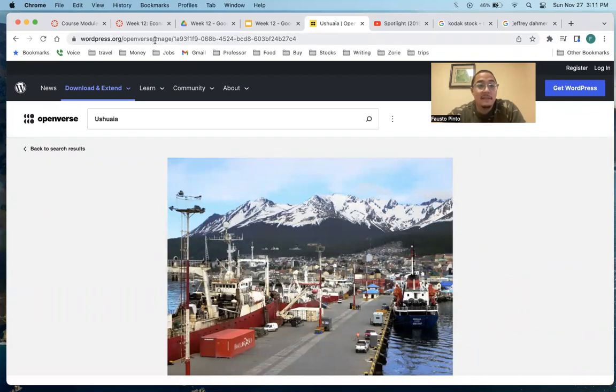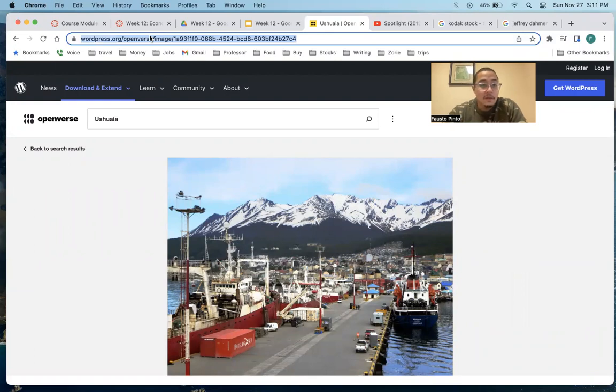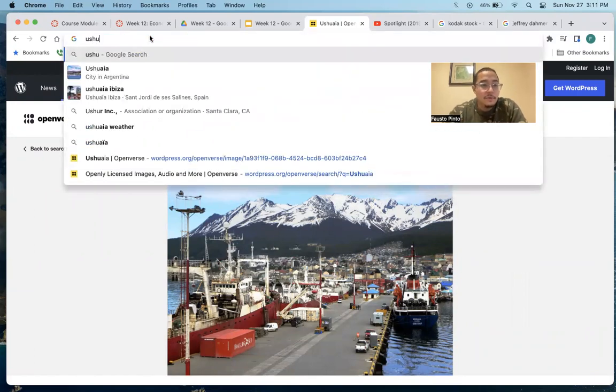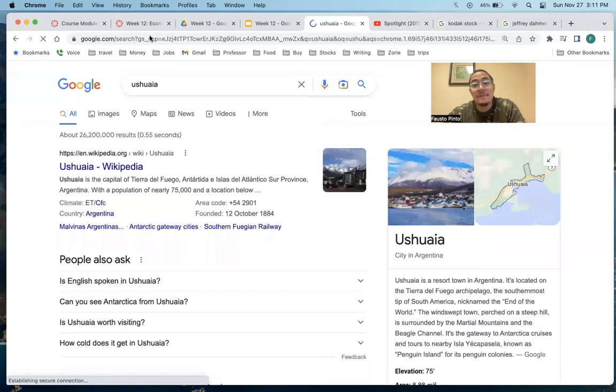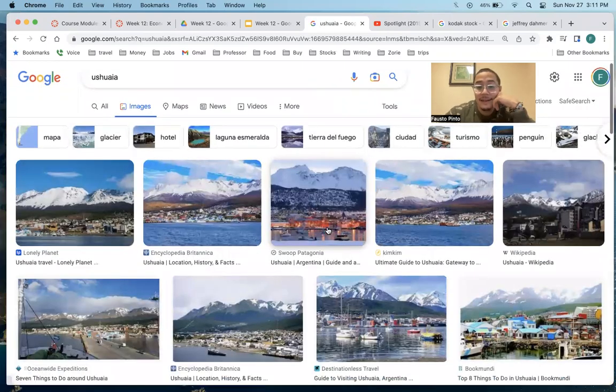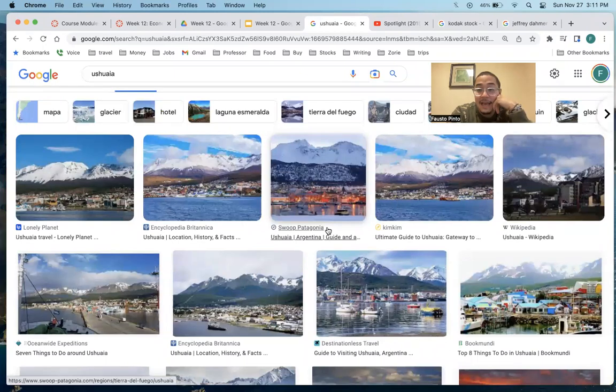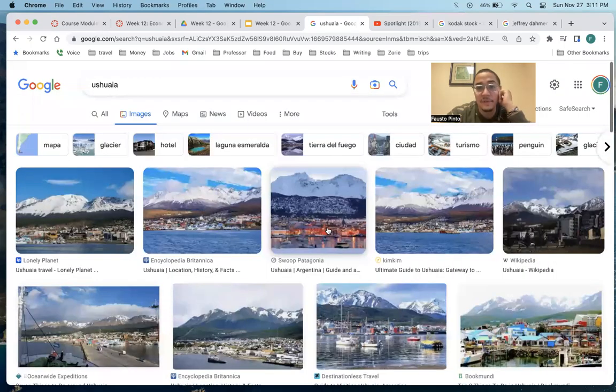You cannot just copy and paste photos whenever you see them on the internet. So if I were to do this, I cannot just copy and paste these photos. Somebody might have copyrighted this photo. Photographers copyright their work so it's not stolen. Creative Commons, you can use it.